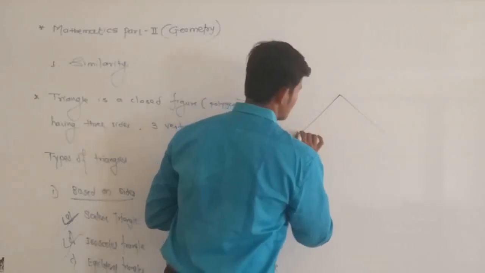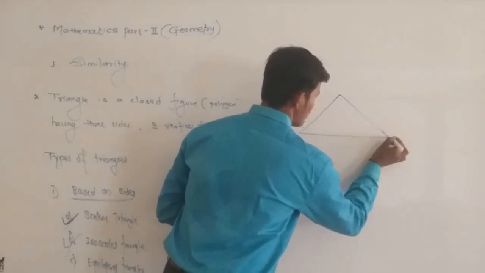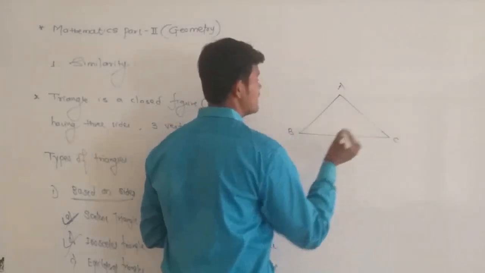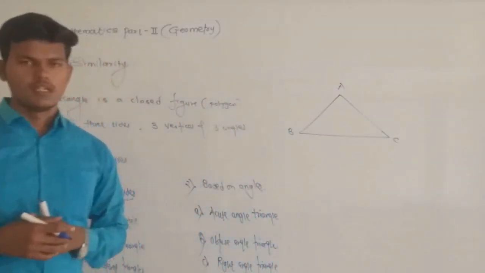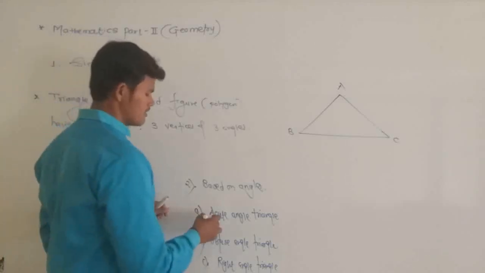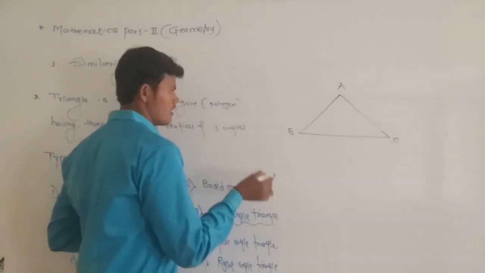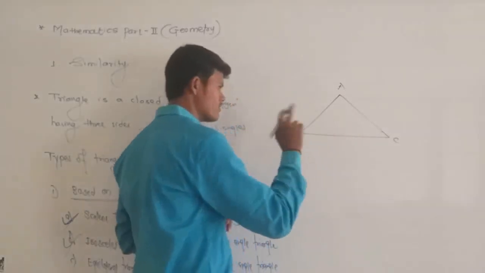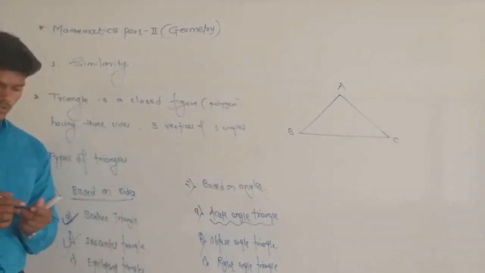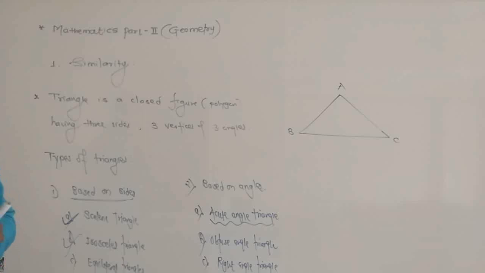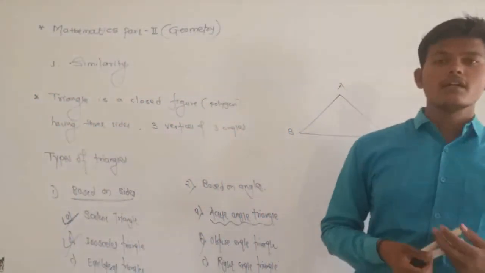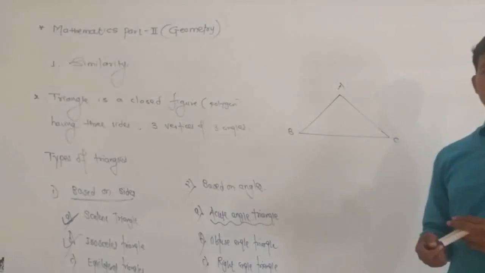Acute angle triangle means a triangle whose all angles are less than 90 degrees. So acute angle triangle means what? A triangle whose every angle is less than 90 degrees. Before that, first we should know the important property about triangle: the sum of measures of all angles of a triangle is 180 degrees.